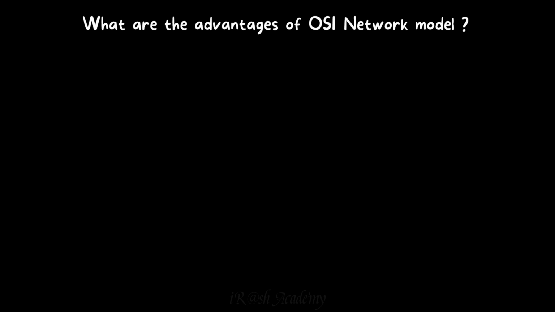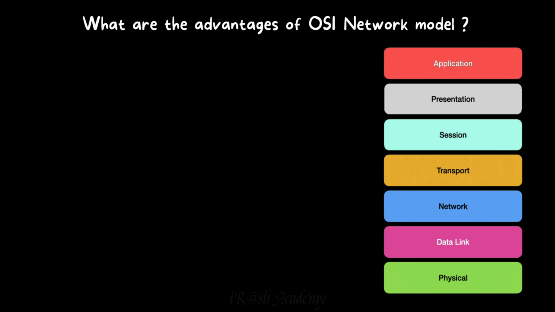Now let's talk about the advantages of the OSI network model. What are the advantages of the OSI network model? Let's discuss. On this screen you can see the OSI network model represented in 7 layers. One of the advantages of the OSI model is modularity and layering. The OSI model is organized into 7 layers, each representing a specific set of functions and services. This modular and layered approach makes it easier to understand and design complex network systems.